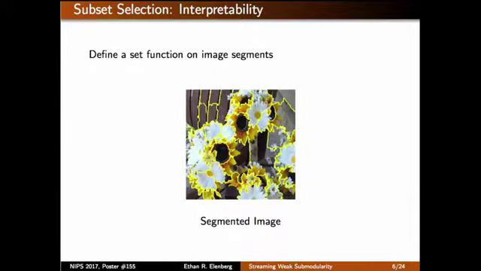So now I'll describe how to formulate this as subset selection. Basically, the idea is to partition the image into interpretable chunks using a segmentation algorithm. And then we can define a set function on these segments. So turn on only certain segments of the image and replace the rest with a neutral background, and then we can check the sunflower logit for these new images.